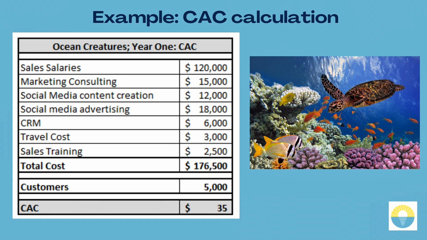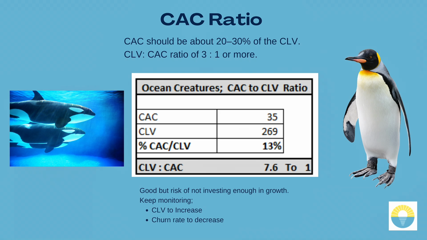Now let's have a look at the efficiency of that cost in relation to customer lifetime value, which I worked out a few weeks ago as well. That came to 269. So I take my 35 and divide by 269. That comes to a percentage of 13%, which is pretty good. The benchmark is between 20 and 30%, so that's fantastic. From a ratio perspective, customer lifetime value in relation to your CAC is 7.6 to 1, which is also pretty good, where the benchmark is about 3 to 1. So that's all good. It's great.